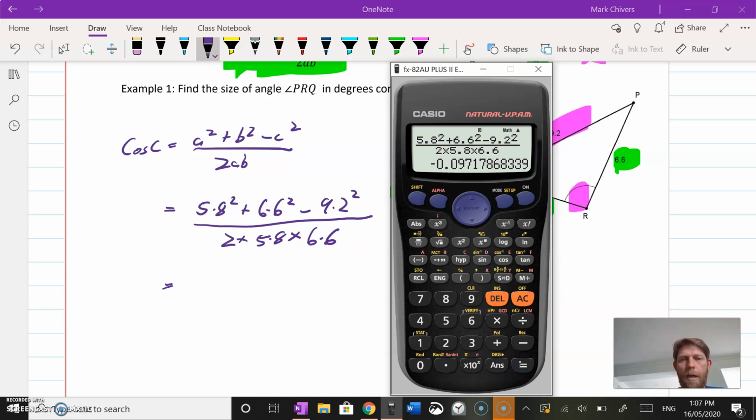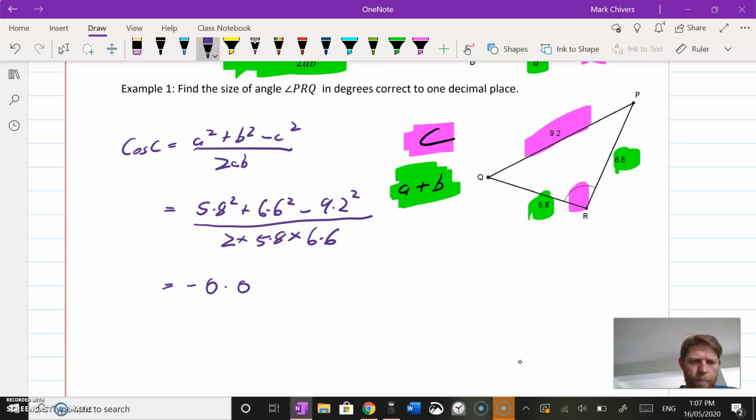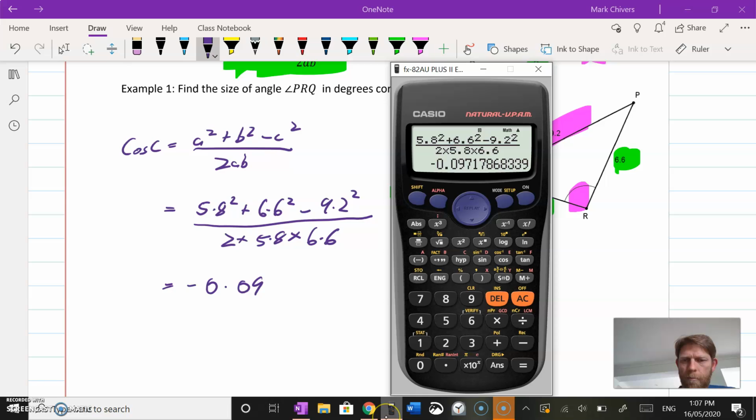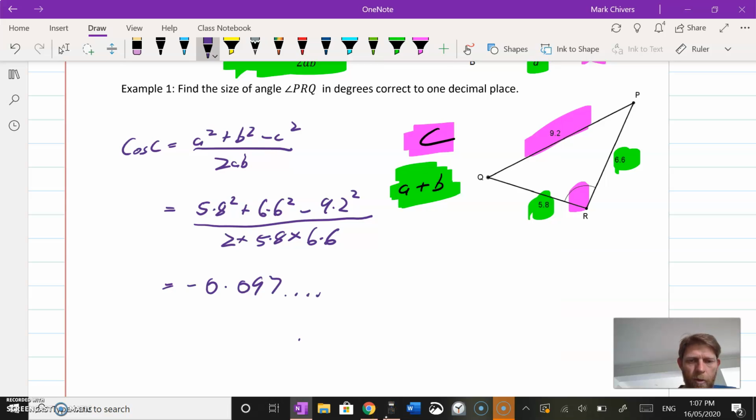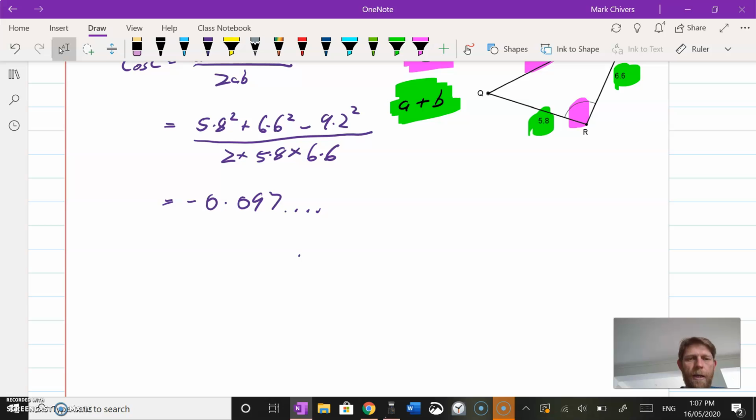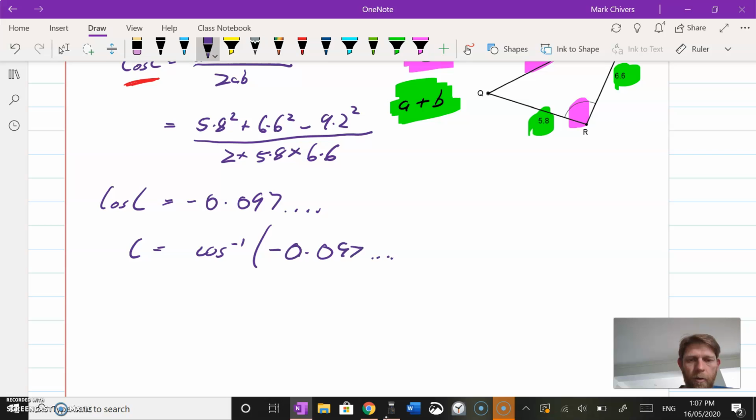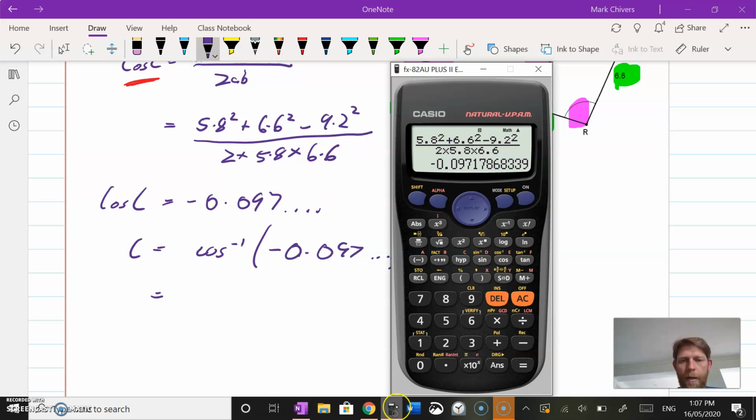And that's going to give me negative 0.09, I think that was a 7 next, wasn't it? Yeah, 7, and I'll just put some dots there. Now, obviously, in this particular case, that doesn't look like the answer we want, and the clue is that the formula tells us what cos C equals. So at this point, we know that cos of C equals that. So C is going to be cos to the minus 1 of what we just found, 0.097 dot dot dot. So we put that into our calculator.